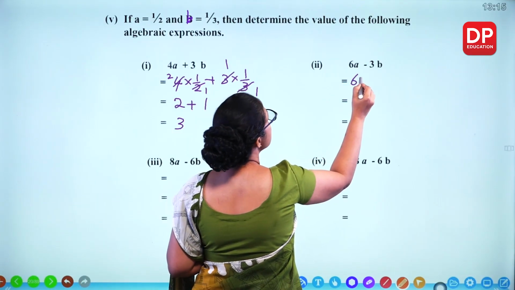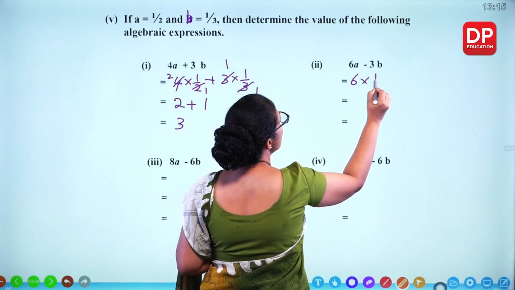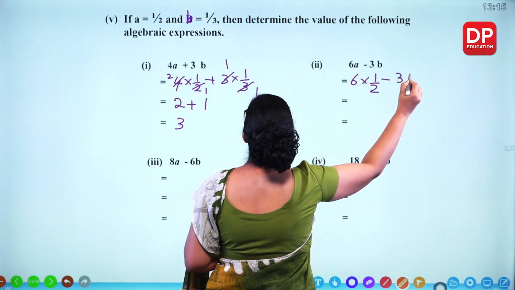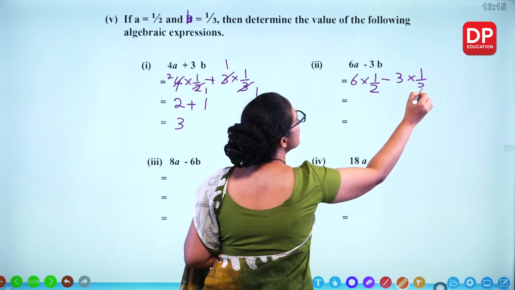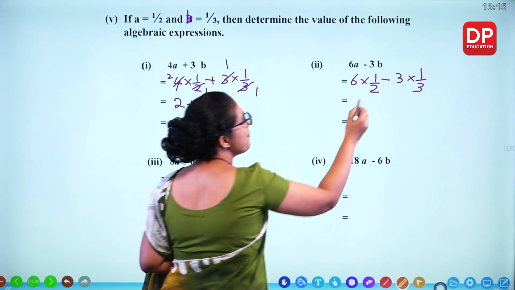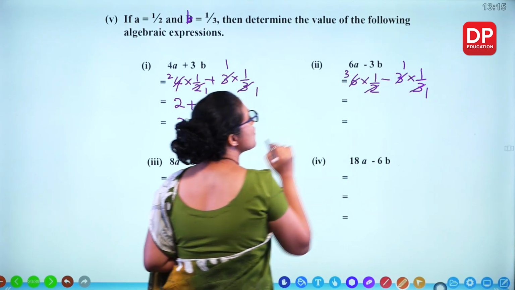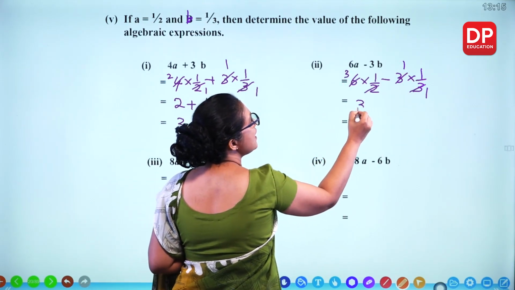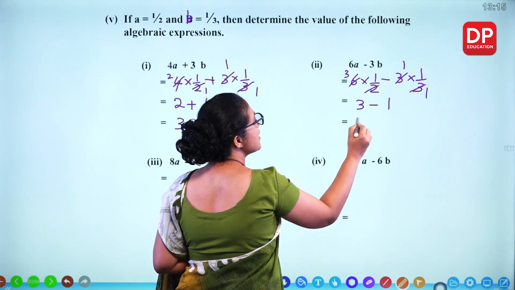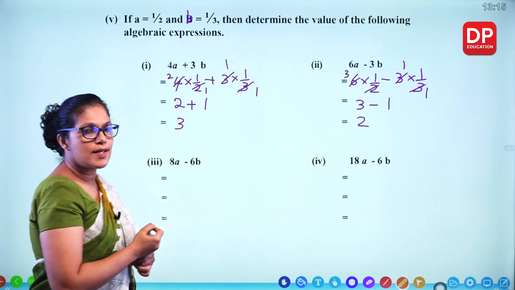6a. 6 times half, minus 3 times 1/3. Substitute a and b. 2 times 3. The 3s get cancelled out. So what's remaining? 3 here, 1. 3 minus 1. Answer is 2.